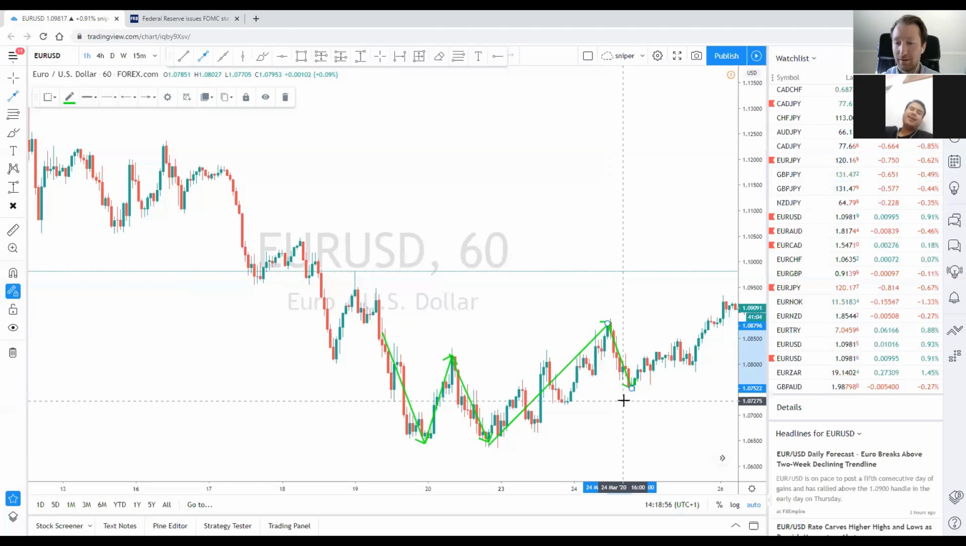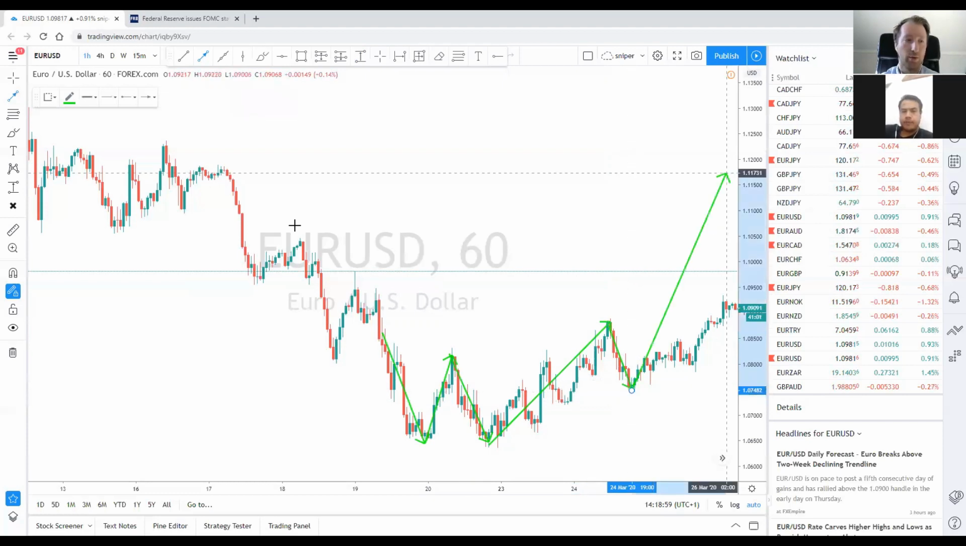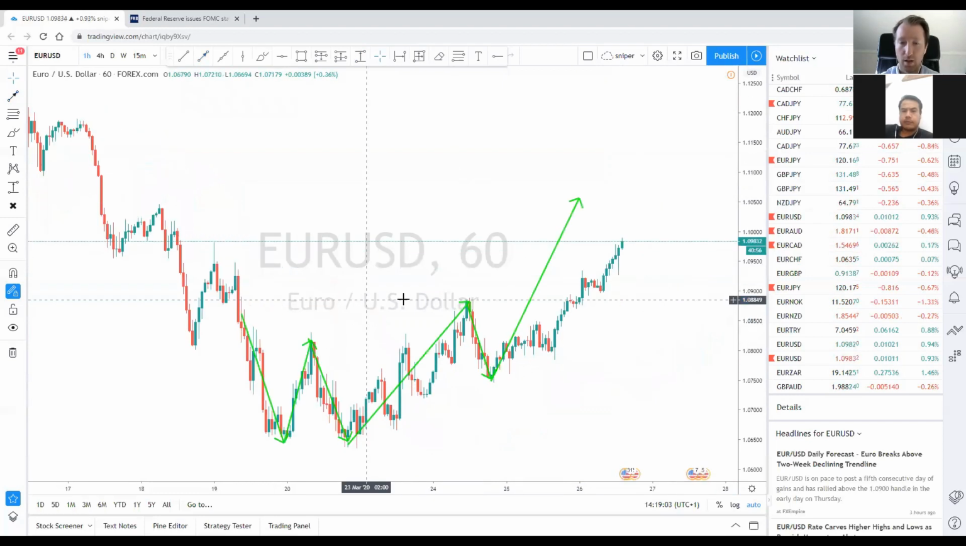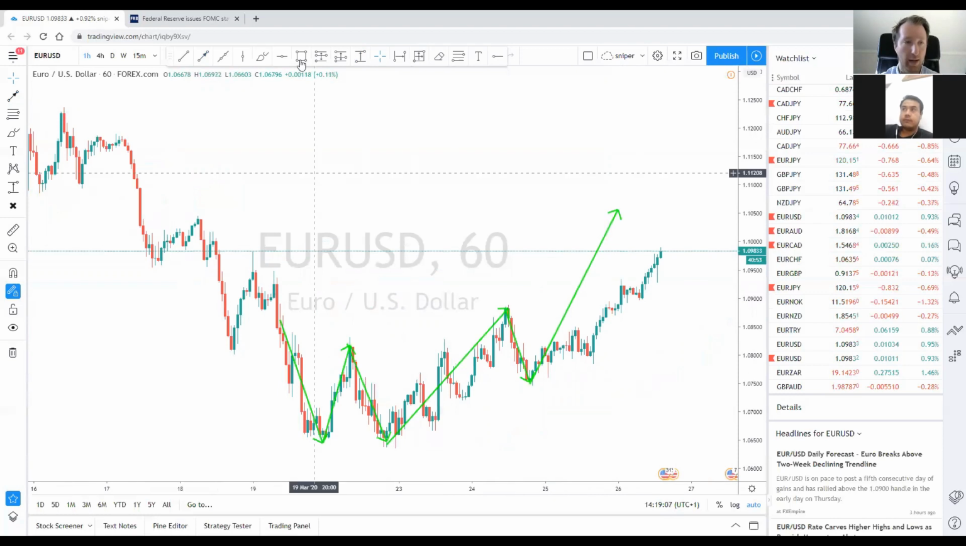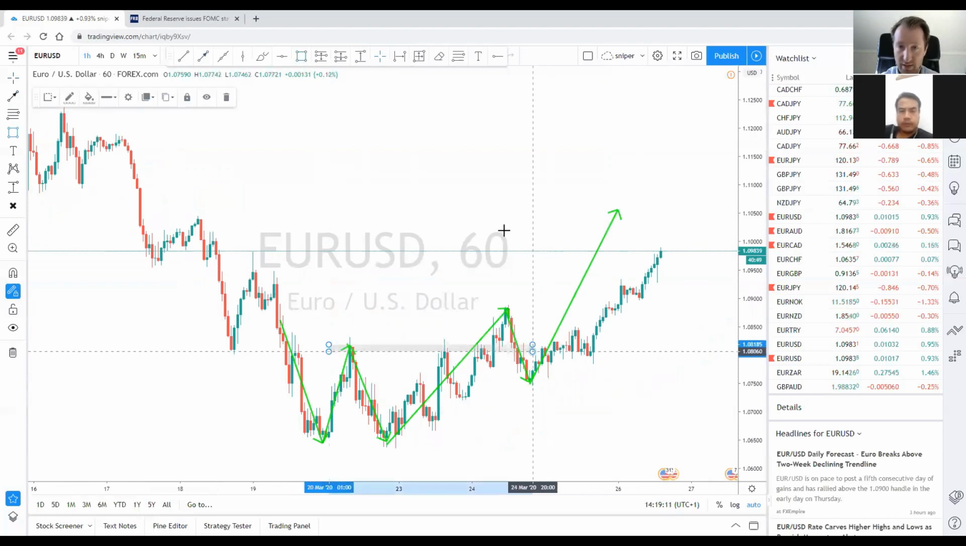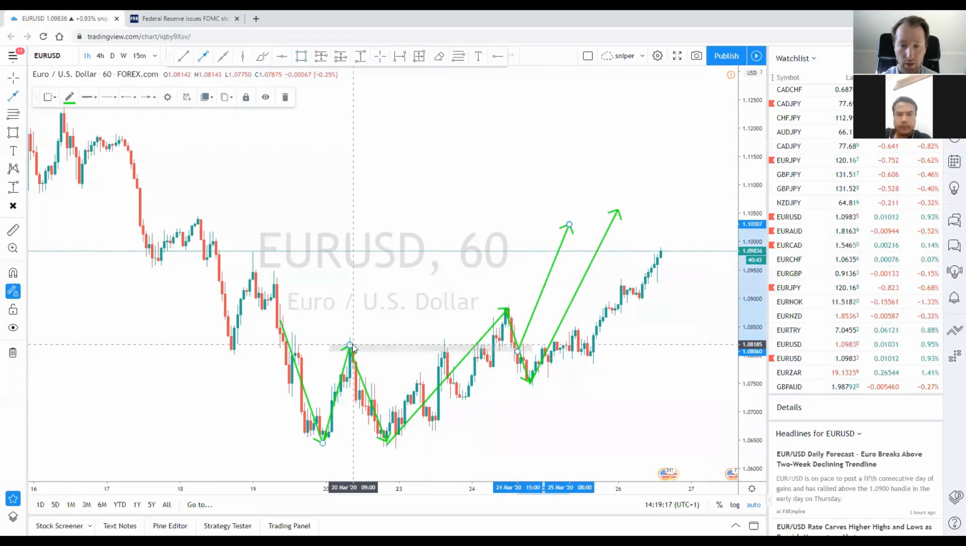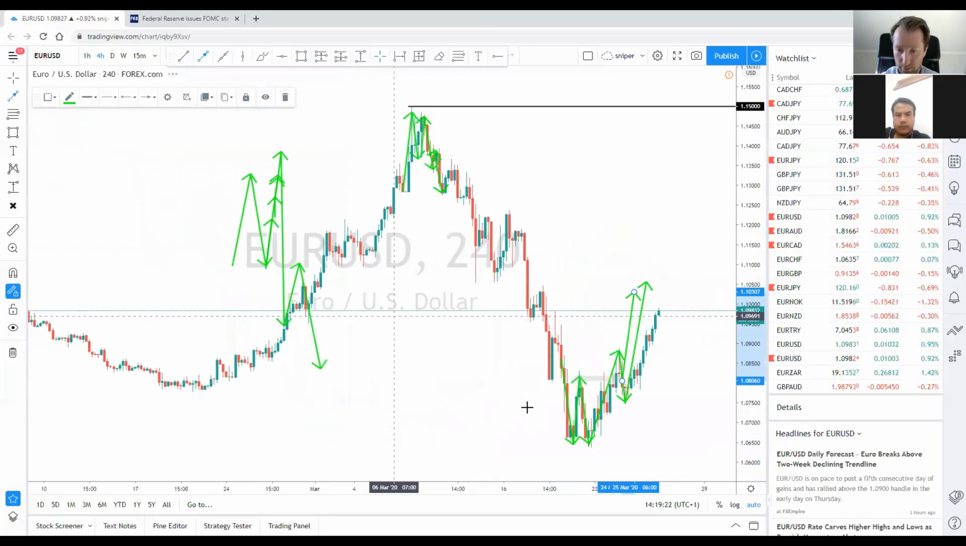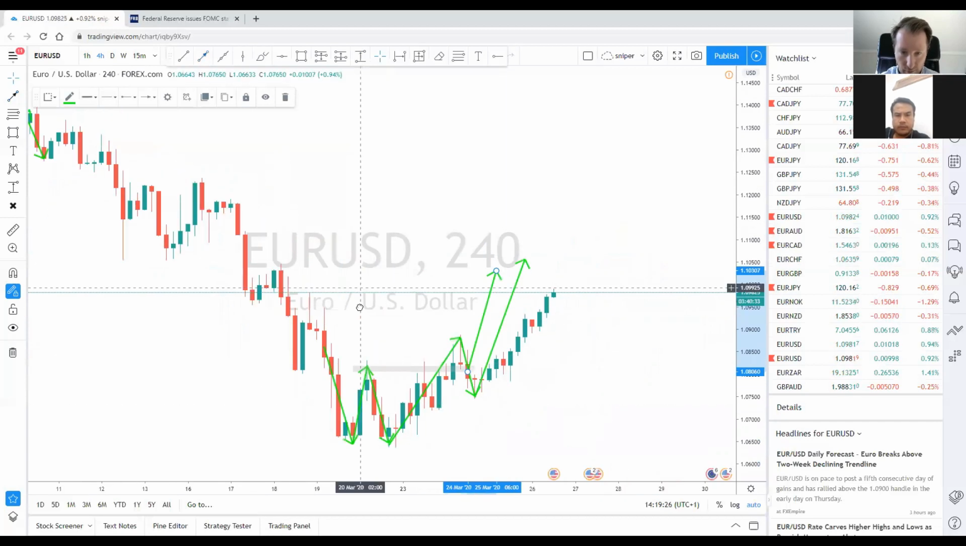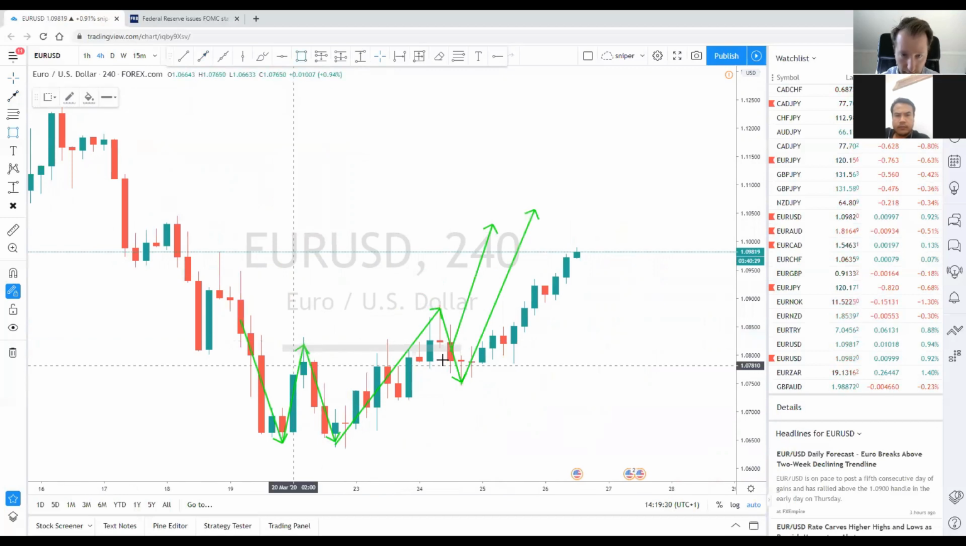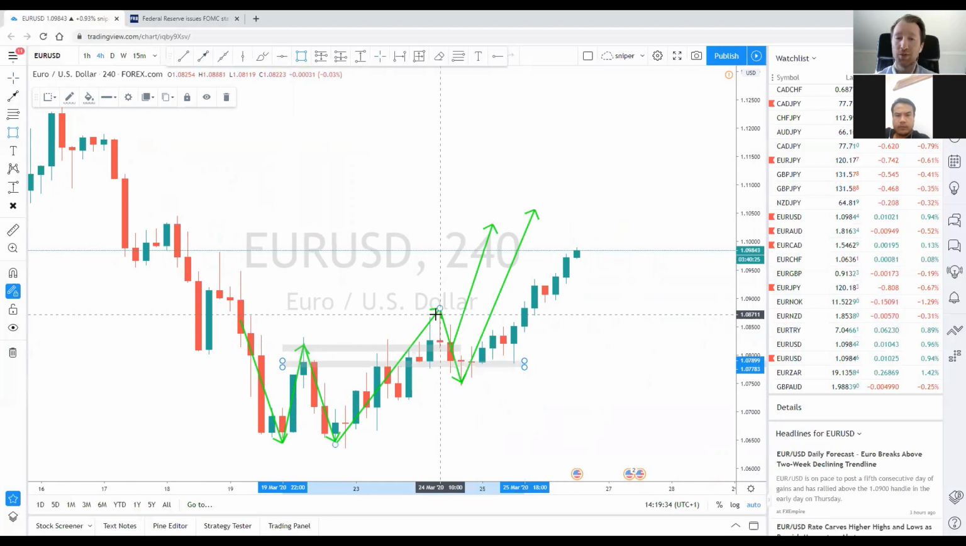When we have the pullback, ta-da! You wait for the right moment. Now you can fire, and now it went up. The other thing as well is that there are two ways of looking at it: 1 hour and 4 hours. 1 hour would say that's your entry because of those three highs. But 4 hours is a bit lower, and that would be here. So both of those entries are valid. You have one entry on 1 hour and one on 4 hours. It just depends which one you choose to take.